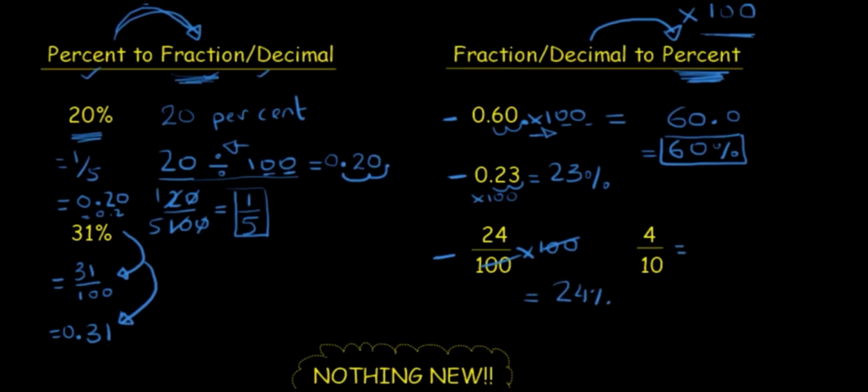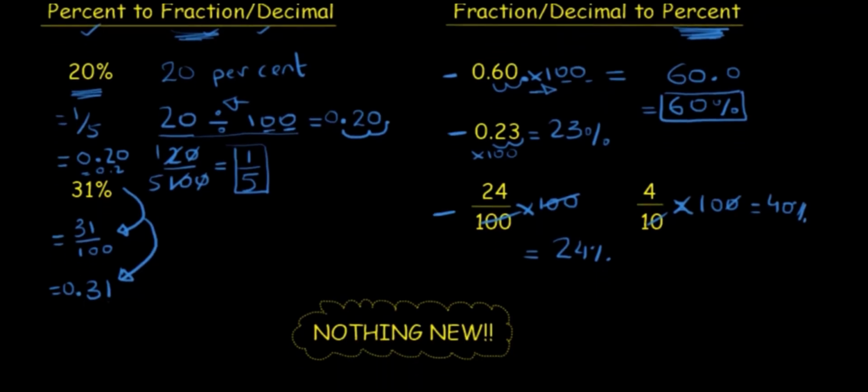How about this one over here? Again, I do the exact same thing, times it by 100, the 0 goes off with the 0, 4 times 10 is 40%. So now that we know that fractions, decimals, and percentages are all interchangeable, you can go from one form to another. I just realized that there's nothing new in this topic at all, because I know fractions and decimals from the previous block. Nothing new with percentages anymore, right?